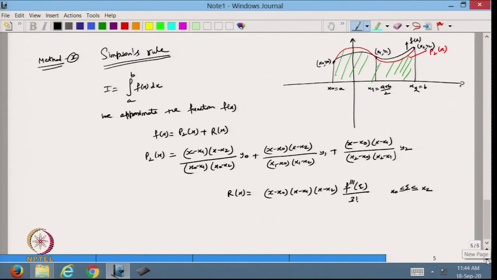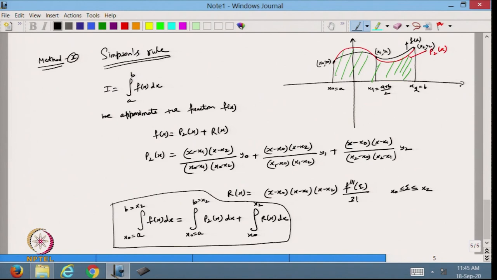So, from here now we have to introduce this one. So, from here I want to find the integration, that is x0 to x2, that is a to b, of my f x dx. So, this can be written as the integral from x0 equal to a to b, that is x2, of my p2x dx, plus the integral from x0 to x2 of rx dx. So, this integration we have to find out.